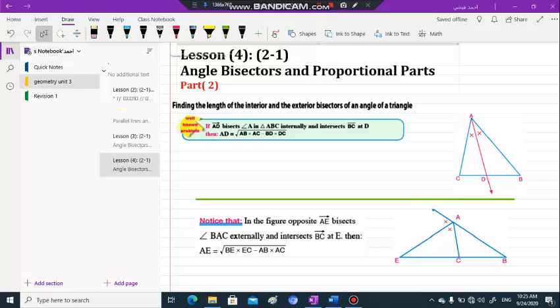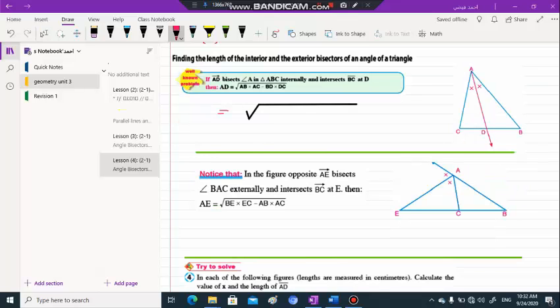If AD bisects angle A internally, AD is called the interior bisector. So AD bisects angle A in triangle ABC internally. We want to find the length of AD, the interior bisector. To find it, we have a rule: AD equals the square root of side times side minus base times base.